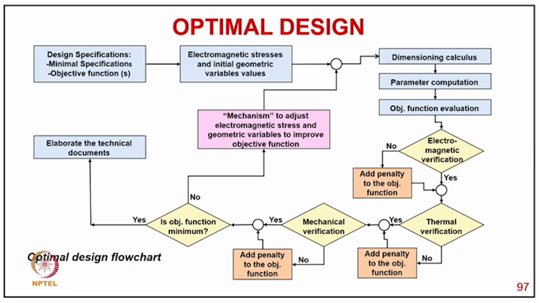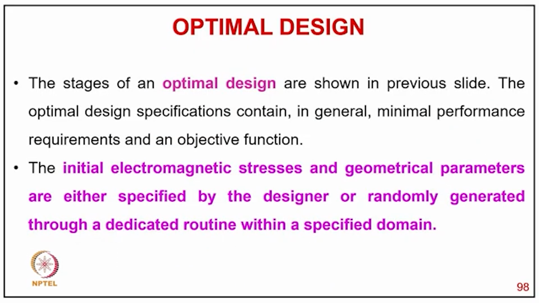If yes, go ahead. If no, then add the penalty term. Then go to mechanical verification. If yes, go straight on. Otherwise, add a penalty to the objective function. And then check whether the objective function is minimum. If yes, go to elaborate the design document or design sheet. If no, then you have to go back to adjust the electromagnetic stresses and geometrical variables to improve the objective function. So this is, as an example, the optimal design flow chart.